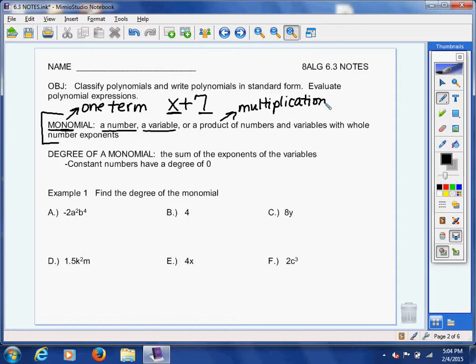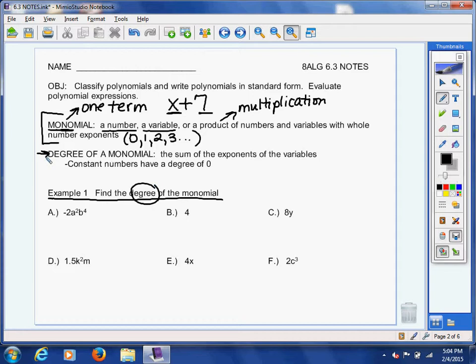and one or more variables that have whole number exponents, not negative exponents or fractional exponents. So whole number exponents are 0, 1, 2, 3, not decimals, not fractions, not negative numbers, just whole numbers starting with 0, 1, 2, 3. Okay, so what we're going to find out today, example 1, is all about finding the degree of a monomial. That's our goal, to learn how to do that.